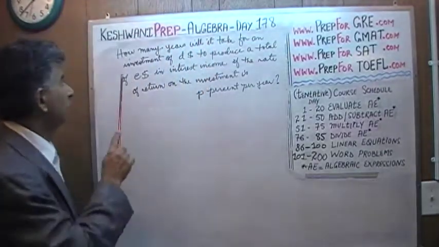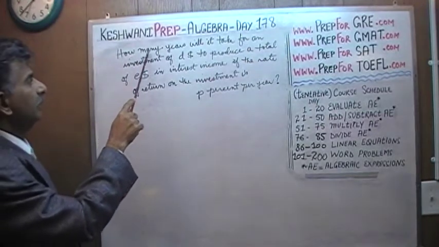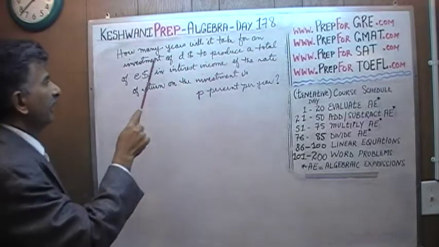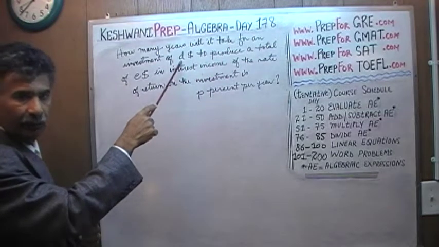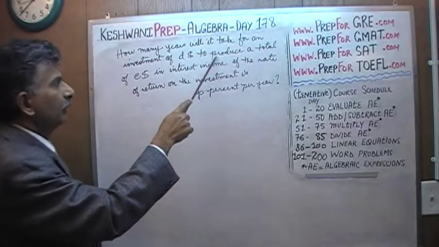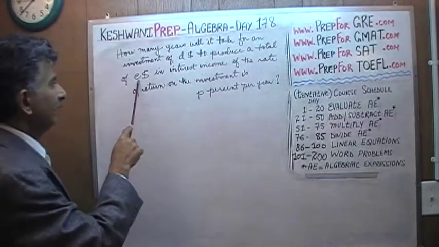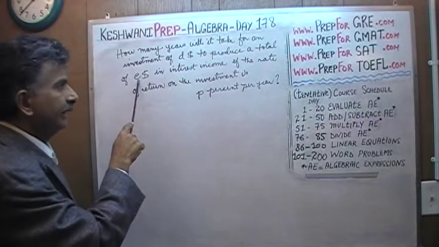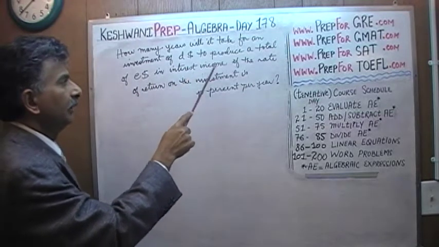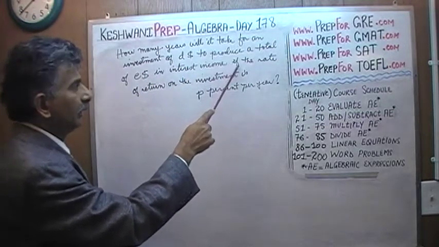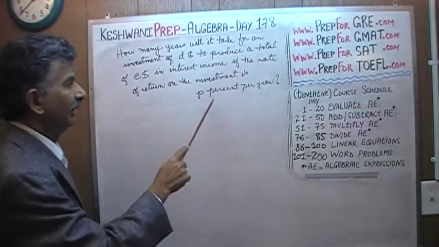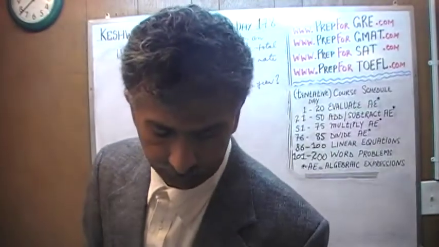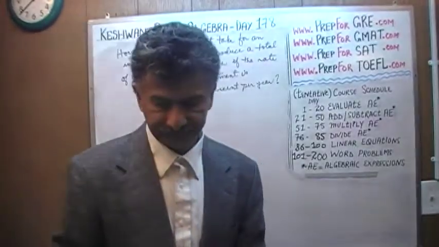Here's how it goes. The question is, how many years will it take for an investment of D dollars to produce a total of E dollars in interest income? We are earning E dollars in interest income, if we are told that the rate of return on the investment is P% per year. As you can see, it is quite amusing.